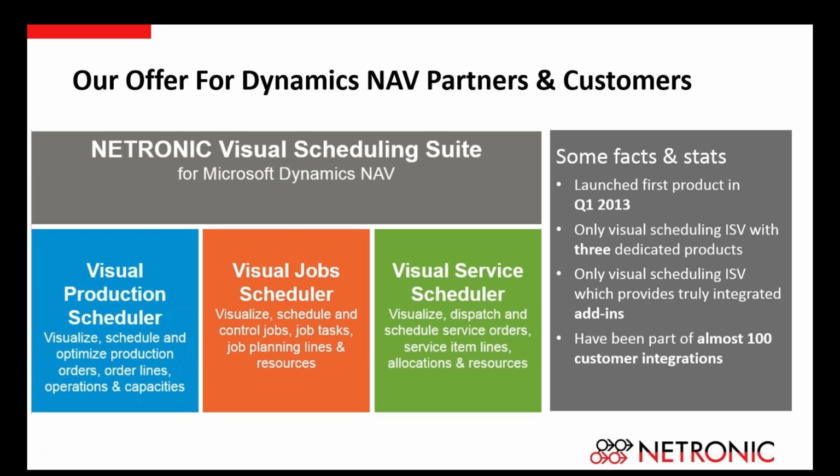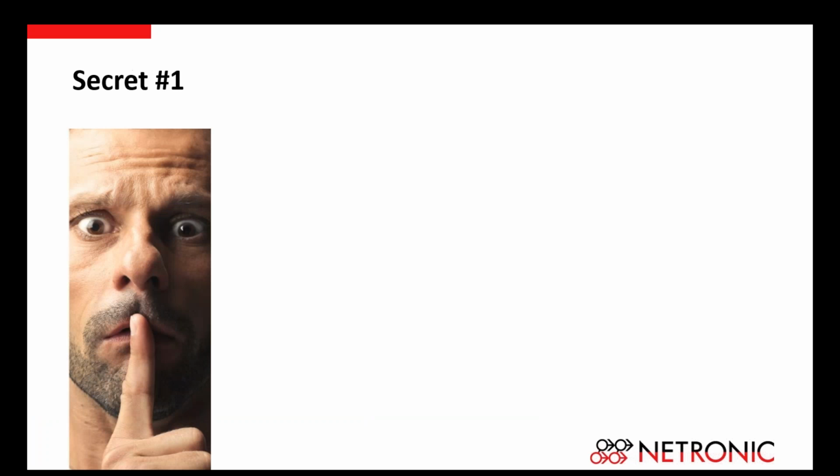So just some real quick facts and stats. Q1 of 2013 was when we launched the first product, which was the Visual Production Scheduler. We're the only ISV working with 3 dedicated products. Like I said, we have production, jobs, and services corresponding to those modules in NAV. And we've been part of almost 100 customer integrations worldwide. So quite a few companies are utilizing our visual schedulers within NAV all over the globe. And these are truly integrated add-ins, and I'm not going to go into too much detail with that because we're going to be talking about it a lot today.